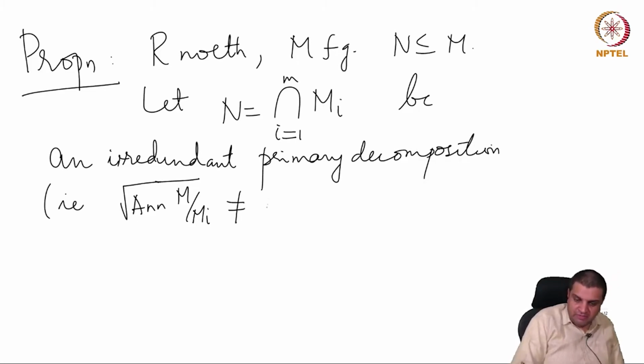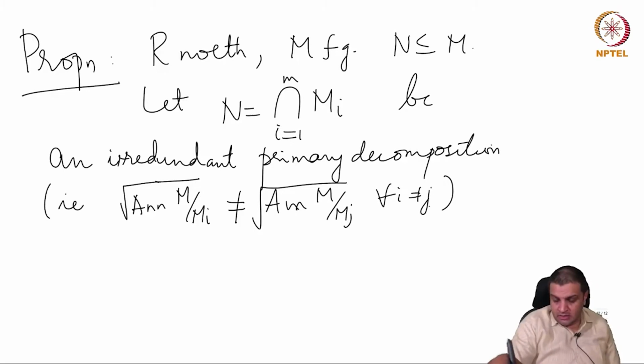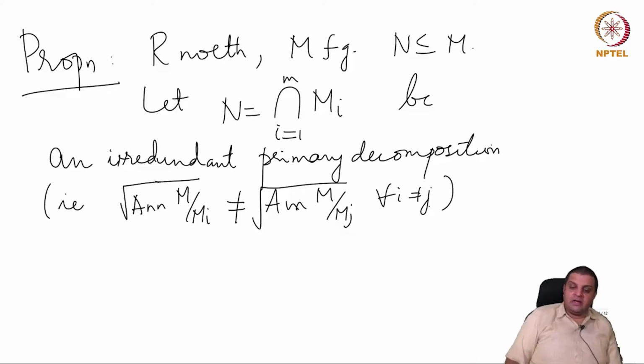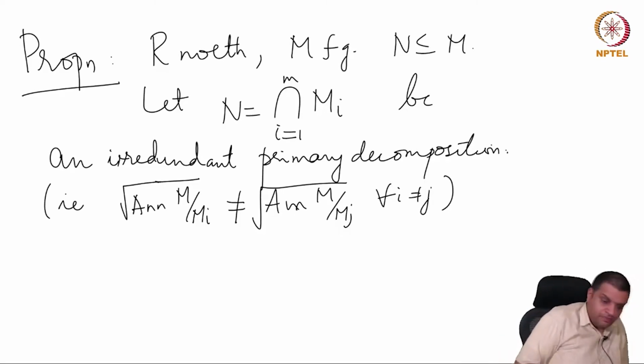And this is different from the corresponding prime for a different ideal, for all i different from j. This we saw: given a primary decomposition, we can combine the factors corresponding to the same associated prime and rewrite them, and such a thing would be an irredundant primary decomposition. That is what irredundant means.